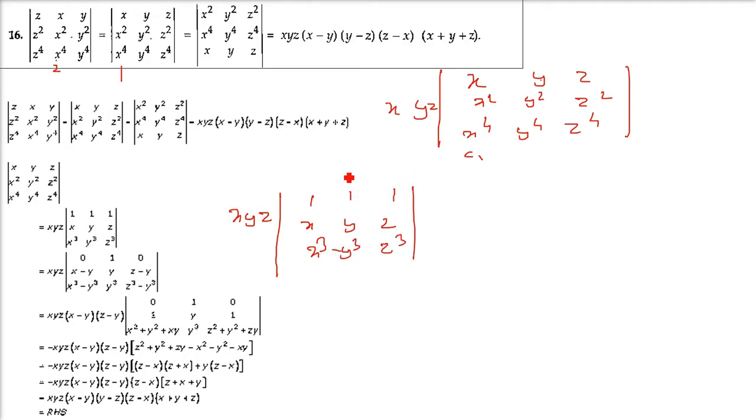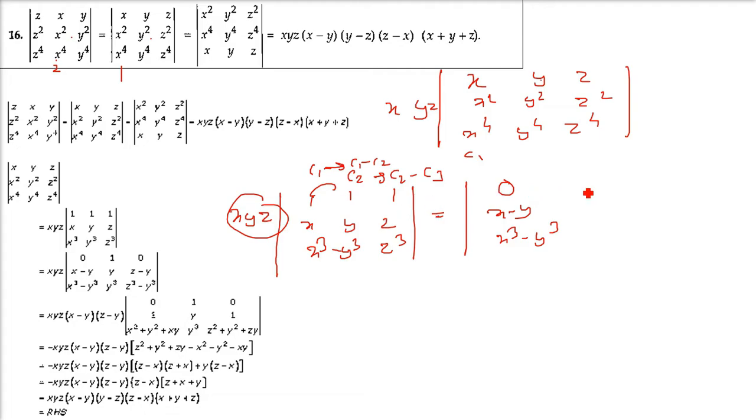Now we'll apply operations. Normally what I do is column 1 minus column 2, and column 2 minus column 3. These are the two things which I do, and zeros will come, because whichever option you take, ultimately the answer is going to be the same. So C1 minus C2 we are going to do; x, y, z will deal later. So 1 minus 1 is 0, x minus y, x cube minus y cube. Then C2 minus C3: 1 minus 1 is 0, y minus z, and then y cube minus z cube. What remains is 1, z, z cube.